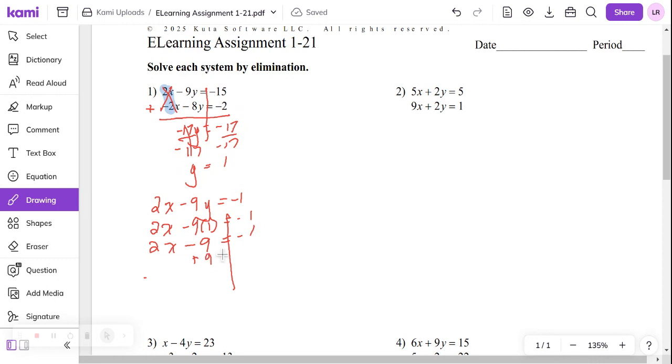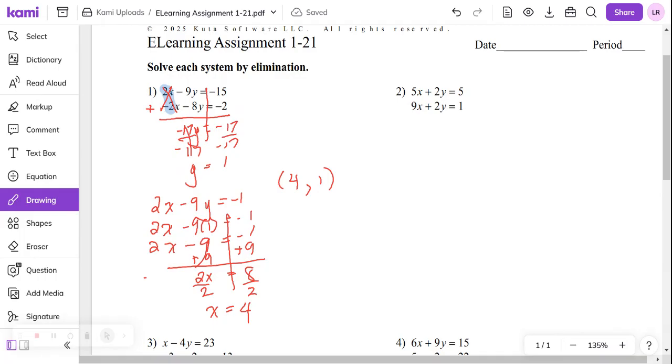Okay, need to add 9 to both sides. I would get 2x equals 8. Divide both sides by 2, and x equals 4. So my ordered pair would be 4, 1 for this first problem. 4, 1.